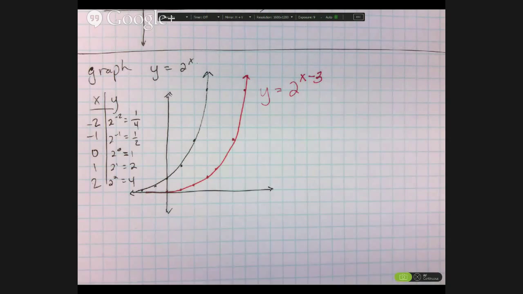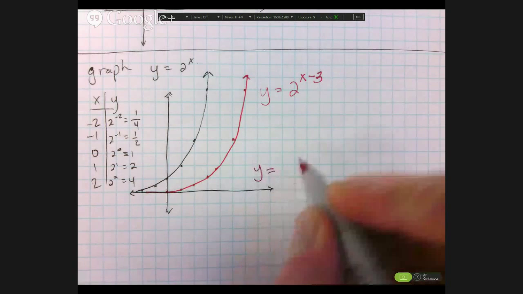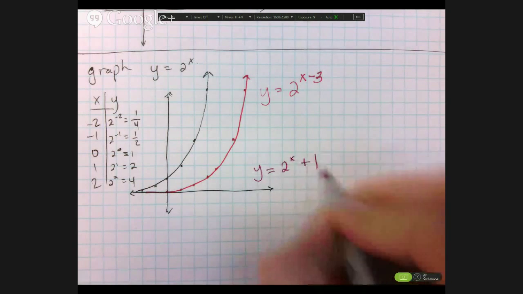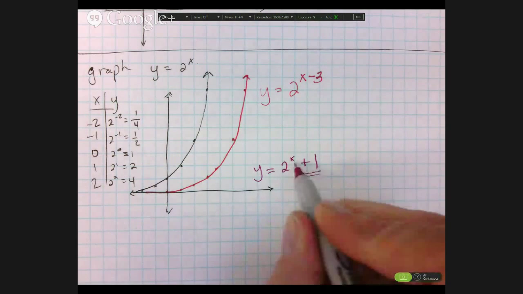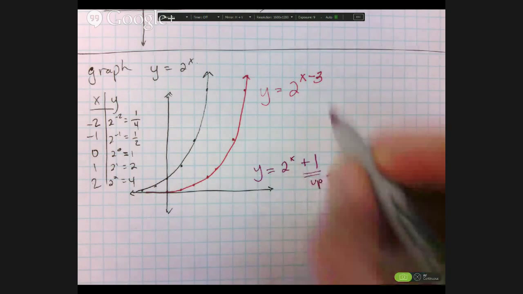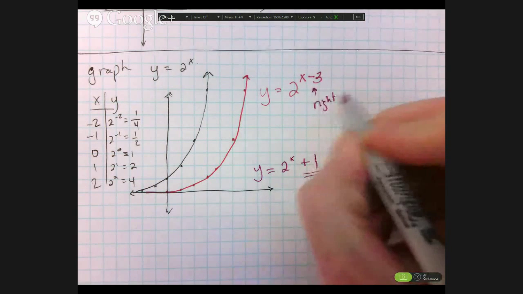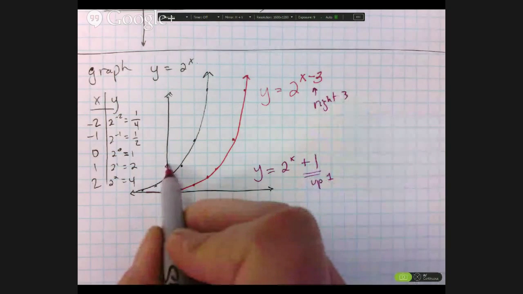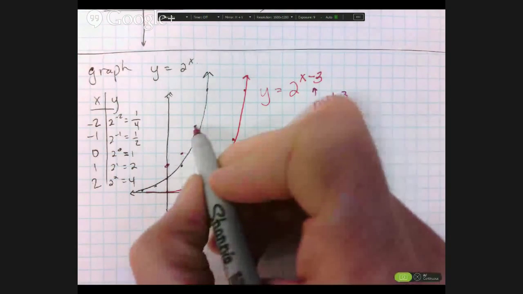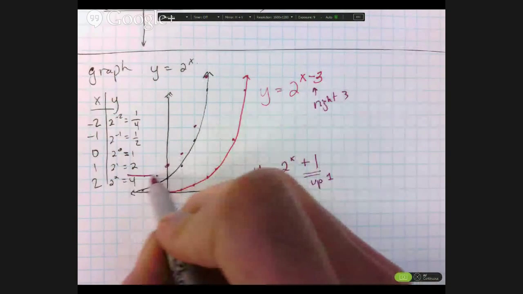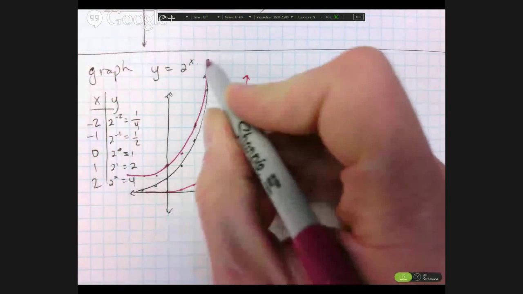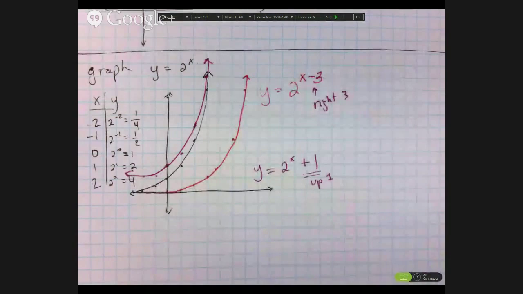Okay, how about this one? You go up one. Yeah, that's up one because it's separated from the x. So move everything up one. You kind of get the idea there, shifting them around.